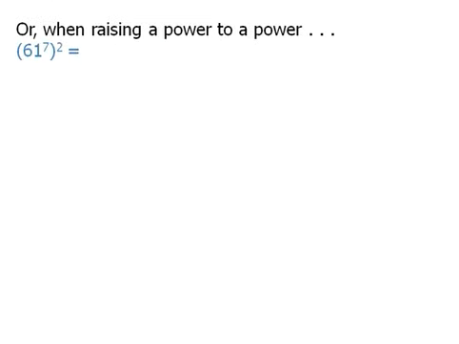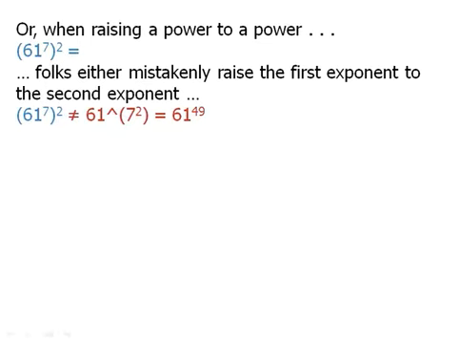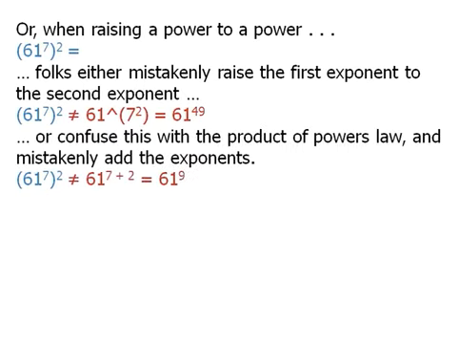And this is a really good one, raising a power to a power, because there's all kinds of mistakes people can make. So either they mistakenly raise the first exponent to the second exponent, so that's one kind of mistake people can make. Another kind of mistake that people can make is they confuse this with the product of powers law, and they mistakenly add the exponents. So that's another kind of mistake people can make. And of course, what you're supposed to do here is you're supposed to multiply the 2 exponents. So 61 to the 14th, that would be the correct answer.